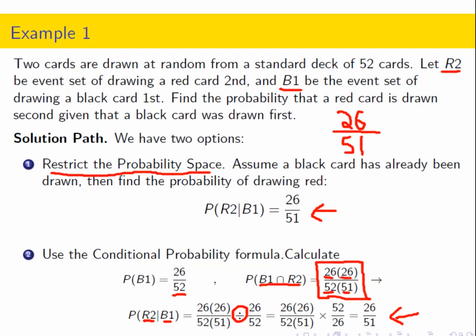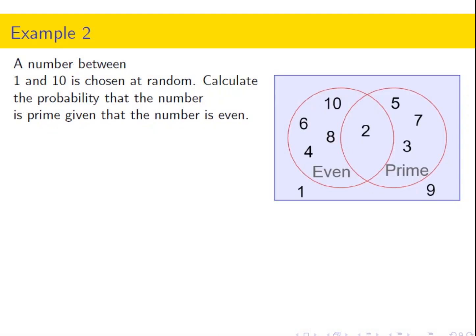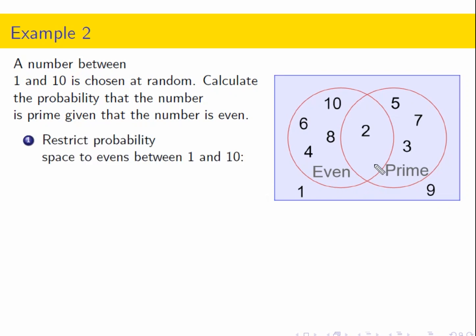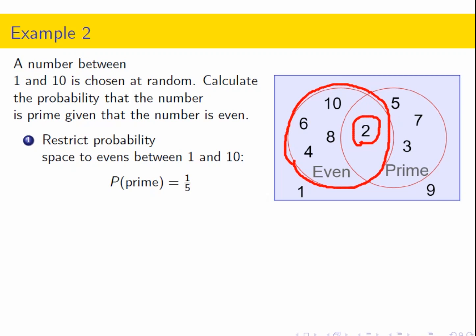The second example we want to take a look at is the conditional probability that we draw a prime number given that we know the number is even. Well, the first approach is to restrict the probability space. Let's just restrict ourselves to the numbers that we know are even, and then calculate the probability of drawing a prime. Well, one of the 5 even numbers is prime, so the probability is 1/5.